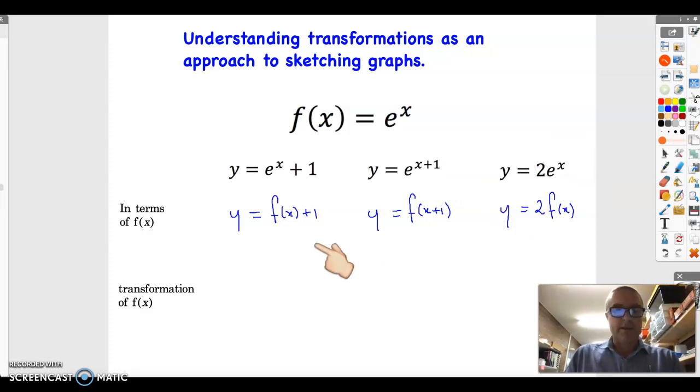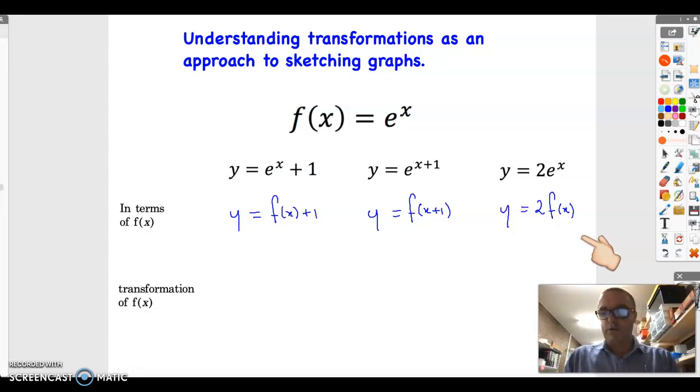As you can see here, if I was to write each of these equations in terms of the base function, our first equation is the function of x, plus 1. In our second equation, x plus 1 itself is the power. You can see here we've swapped x with x plus 1. So we can call our second equation the function of (x plus 1) in brackets. Our third equation is the base function multiplied by 2. So in terms of the base function, this third equation could be stated as 2f(x).